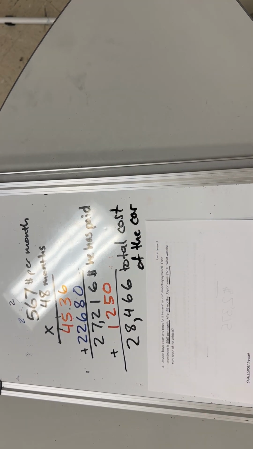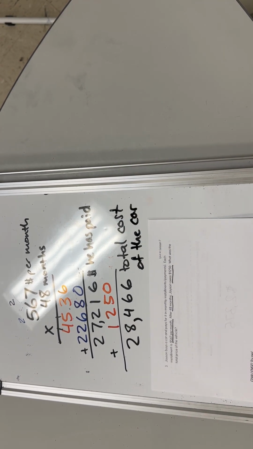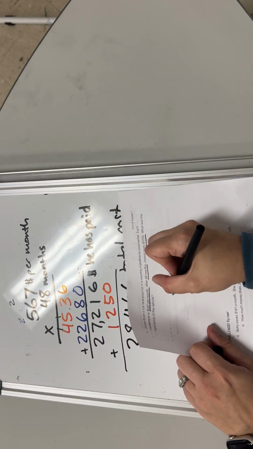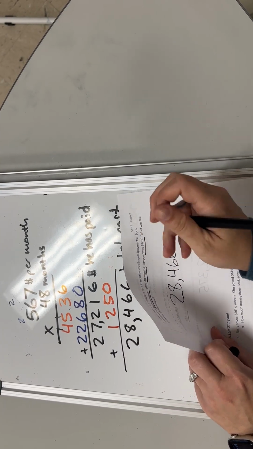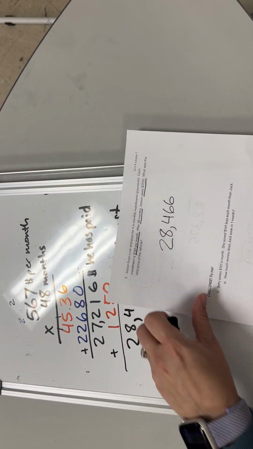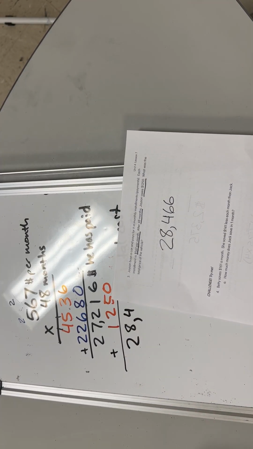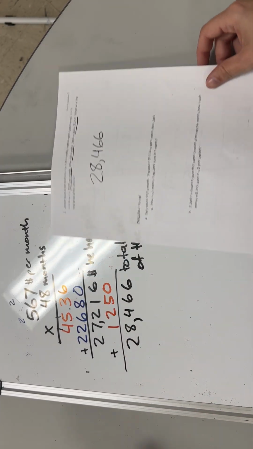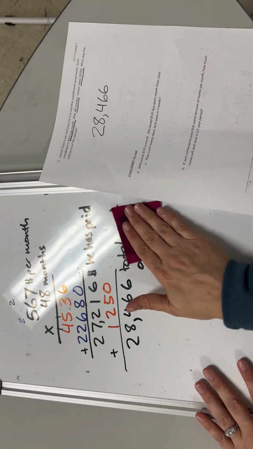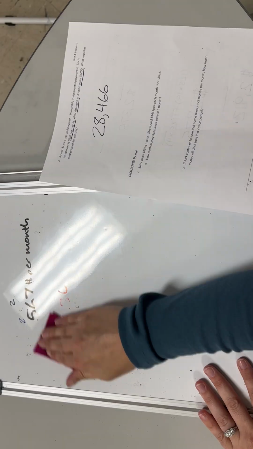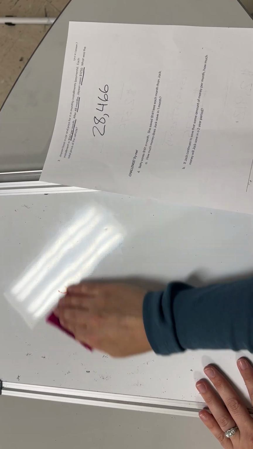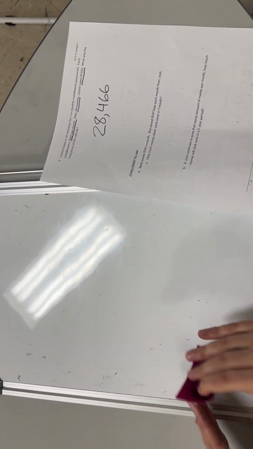Make sure you're showing me all of your work on your page and then circling that final answer and labeling it so I know what it is. We're going to do the last problem here, the challenge question. If it's called a challenge question, then we can expect that it's maybe going to be a little bit more difficult, so we'll find out.